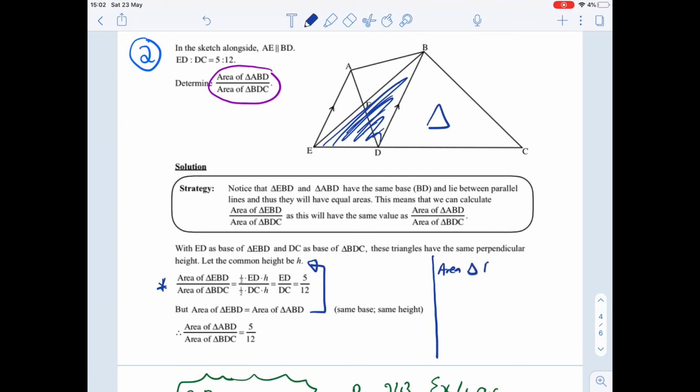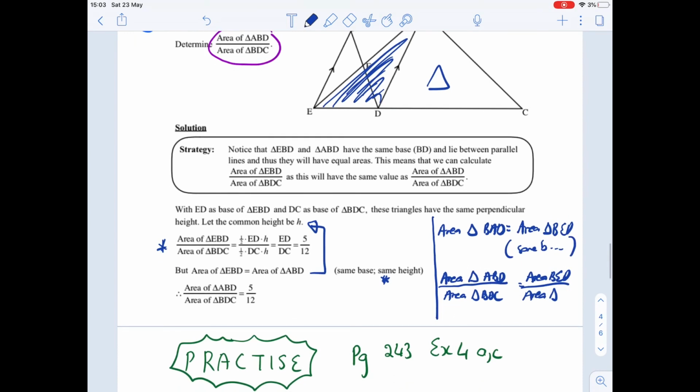I would have said, the area of triangle BAD is equal to the area of triangle BED. And your reason would be same base, same height, same as this reason here. And then we would say the area of what we're looking for, triangle ABD over the area of triangle BDC, is going to be equal to the area of triangle BED over the area of triangle BDC. Sorry, this is getting untidy because I'm running out of space, but hopefully you're following the gist. Because we've already proved that there.